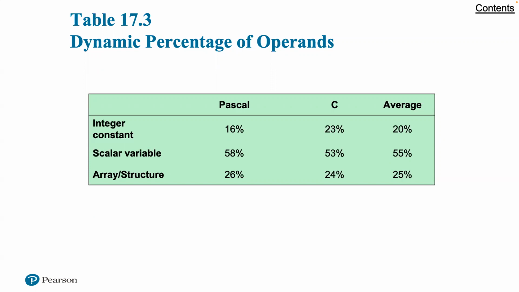The results, consistent between Pascal and C programs, show the most references are to the simple scalar variables. Further, much more than 80% of the scalars were local, that is, local to the procedure. So we're talking about local variables. In addition, each reference to an array or a structure requires a reference to an index or pointer, which again is usually a local scalar. Thus, there is a preponderance of references to scalars, and these are highly localized.